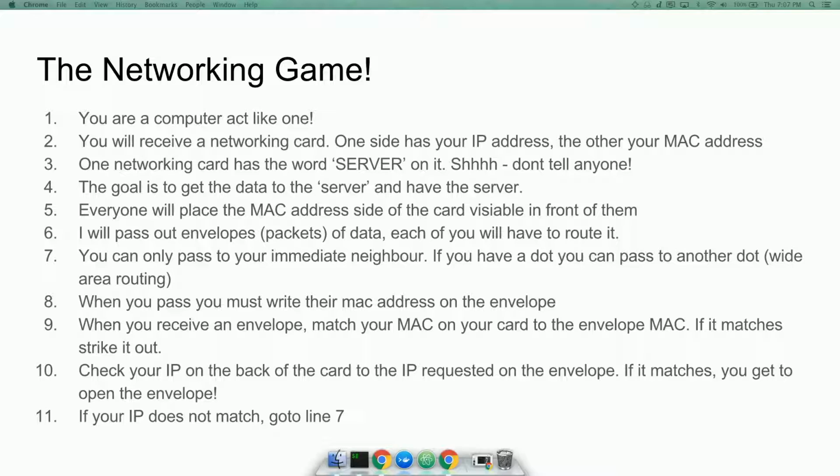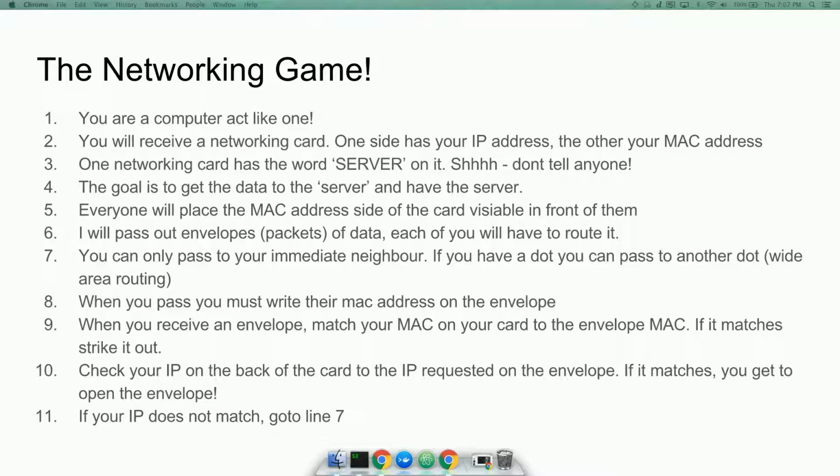When I hand these out, one of these cards is going to have the word server on it. Don't tell anyone if you get it. It's a secret who you are. So the goal is for me to send data to that particular person.